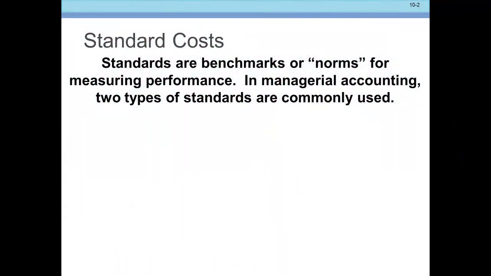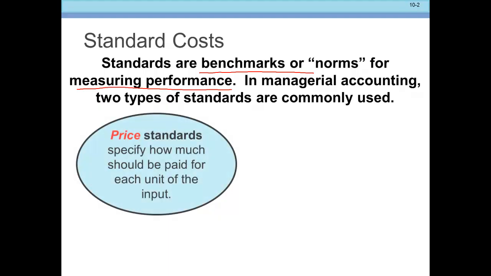Let's start with a definition. A standard is a benchmark or norm for measuring performance. In managerial accounting, two types of standards are commonly used by manufacturing, service, food, and not-for-profit organizations. Price standards specify how much should be paid for each unit of the input. For example, a hospital has standard prices they expect to pay for food and laundry.